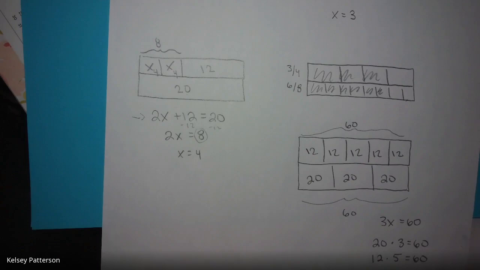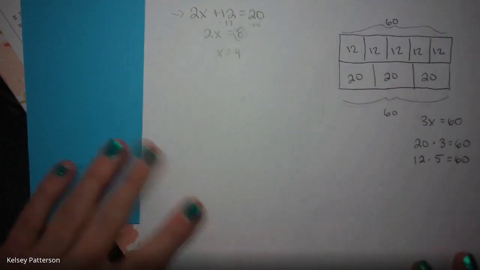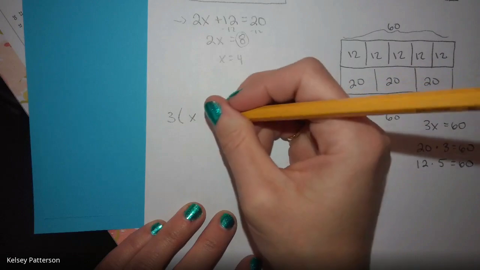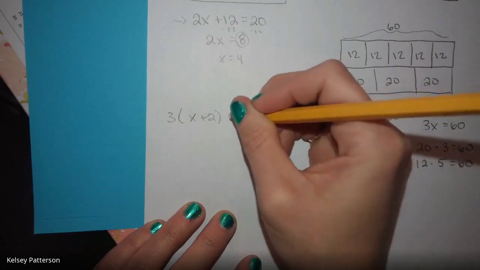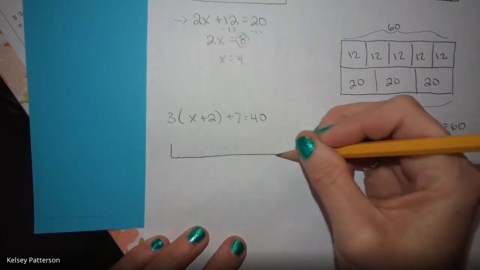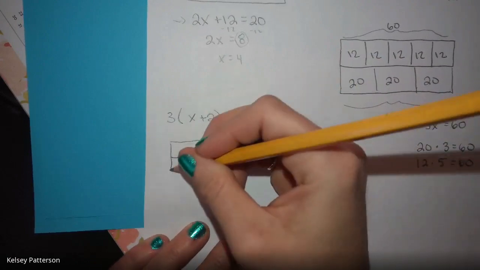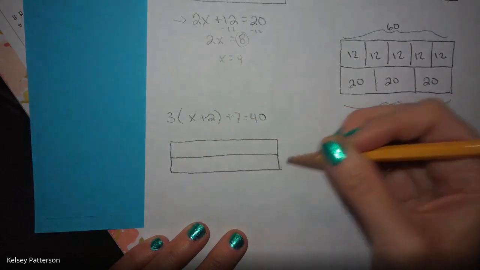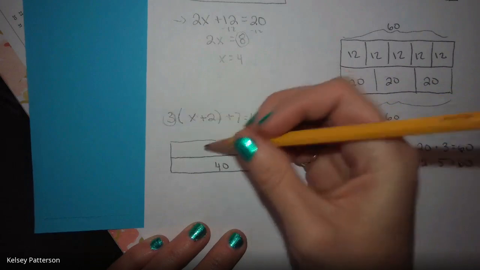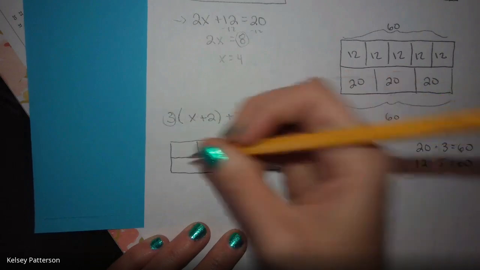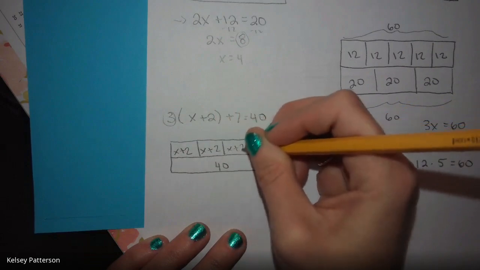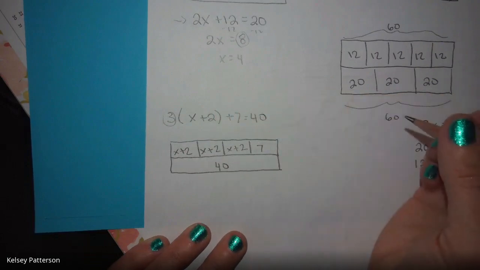Okay, you could also extend it to a 7th grade equation solving problem. So if I had the following equation, 3 times the quantity x plus 2, plus 7 equals 40, I could create a tape diagram to match that equation and give it a more visual. So I know my total is 40. And then I have these 3 boxes of x plus 2. And then I have this extra 7 kind of hanging out there.